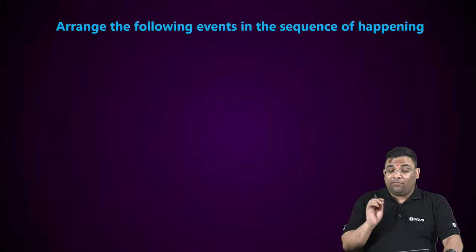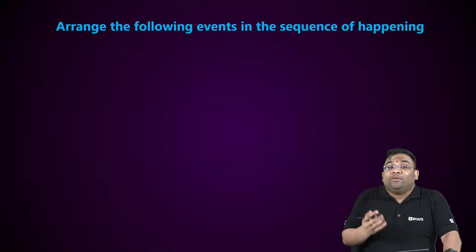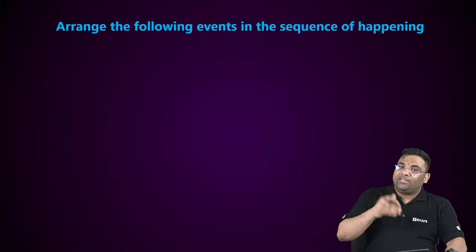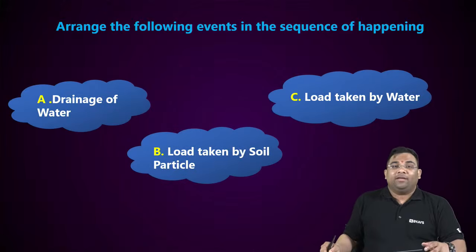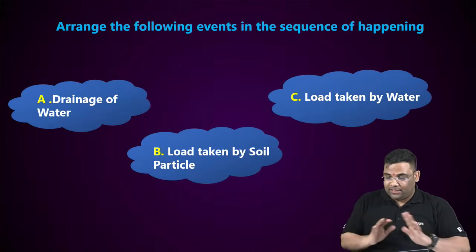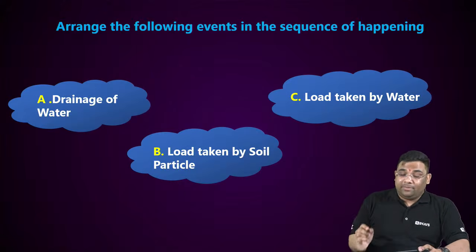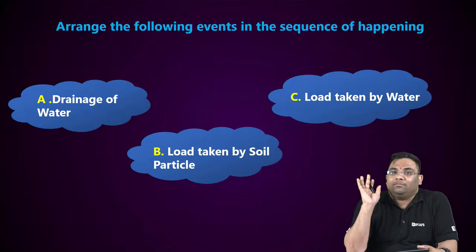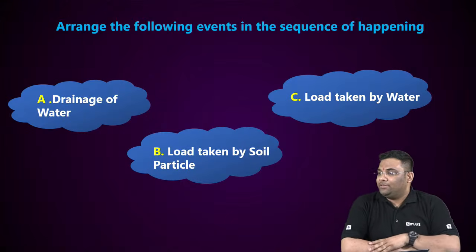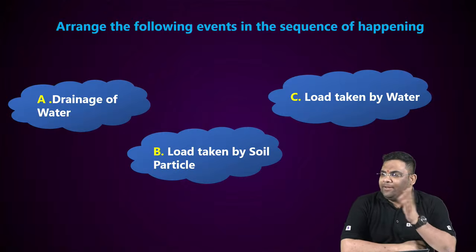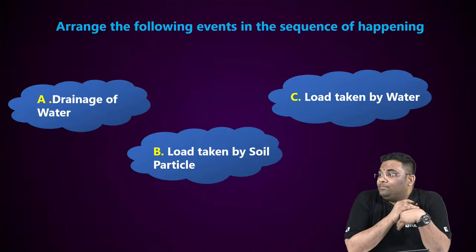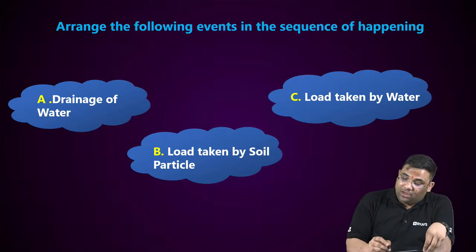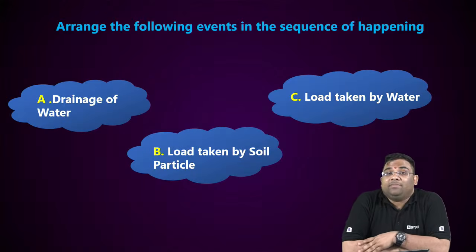So this is the question. You have to arrange the following events in the sequence of happening, meaning which occurred first and which occurred later. There are three options given, but I am not mentioning the options. Arrange them in the sequence of happening. Please write down the answer as ABC or BAC, whatever you want. During the process of consolidation, please mention the order of happening.